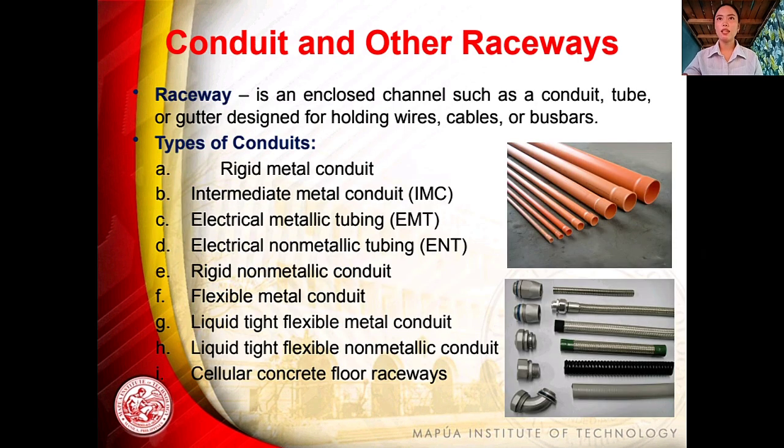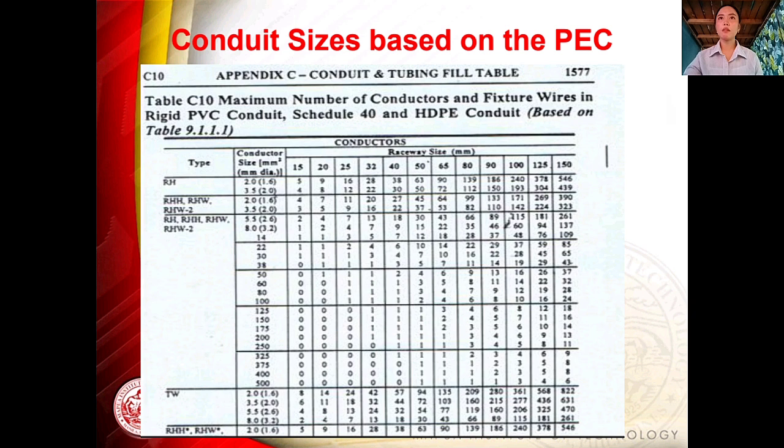Raceways are enclosed channels such as conduit, tube, or gutter designed for holding wires, cables, or bus bars. So this is the form of raceways. Types of conduits: rigid metal conduit, intermediate metal conduit or IMC, electrical metallic tubing or EMT, electrical non-metallic tubing or ENT, rigid non-metallic conduit, flexible metal conduit, liquid tight flexible metal conduit, liquid tight flexible non-metallic conduit, and cellular concrete floor raceways. And here's the conduit sizes based on the PEC.